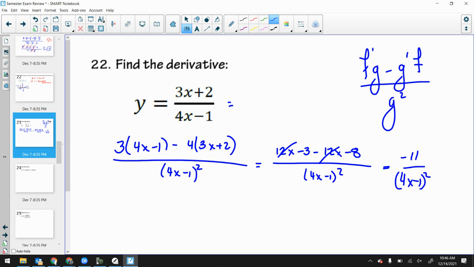I feel like this was on the review. Was that the exact same problem? It wasn't a 4x minus 1 on the bottom, but it was something really similar. Was it definitely 11? I did that review so many times. I can assure you, it was on the review. Oh no, that was the derivatives review. No, yeah, that's the exact same problem. Is it really? Yeah.